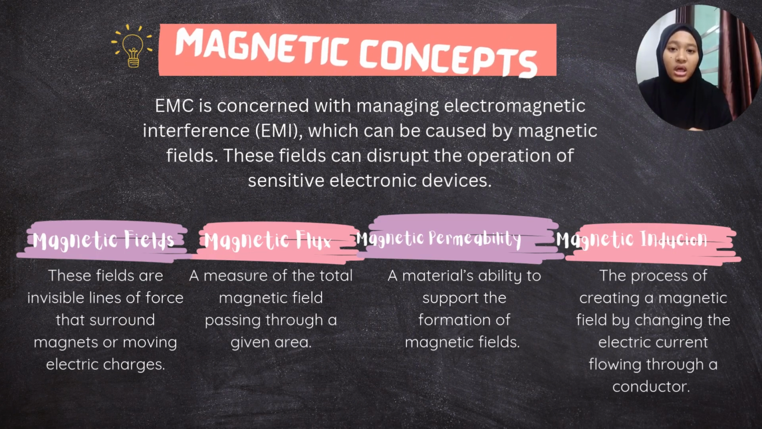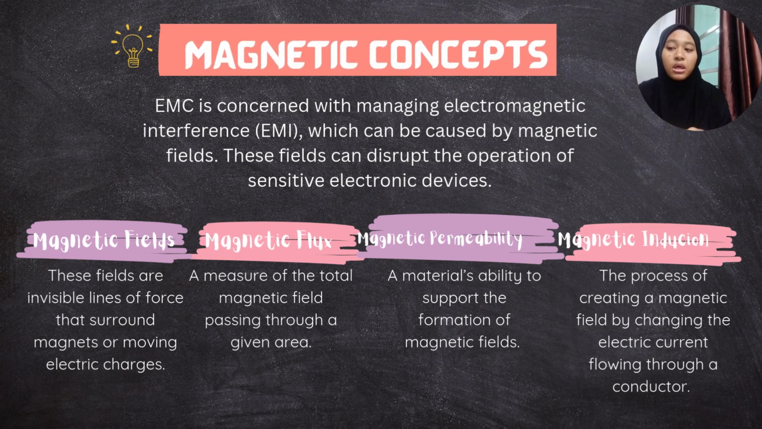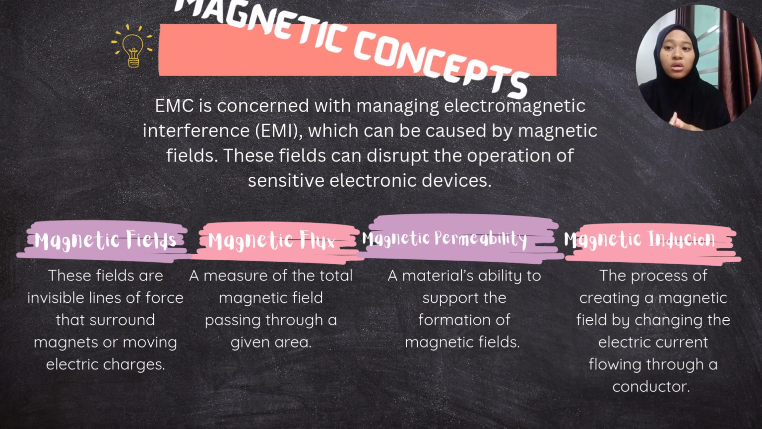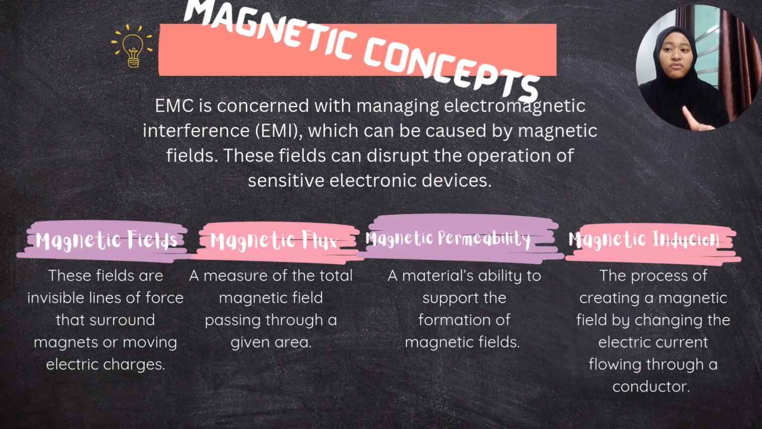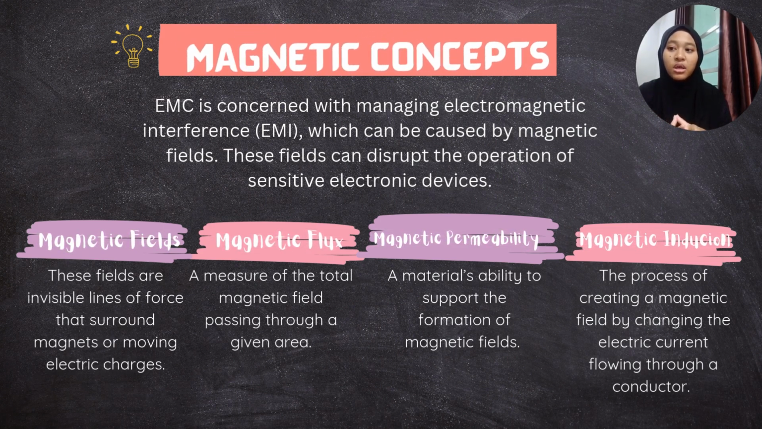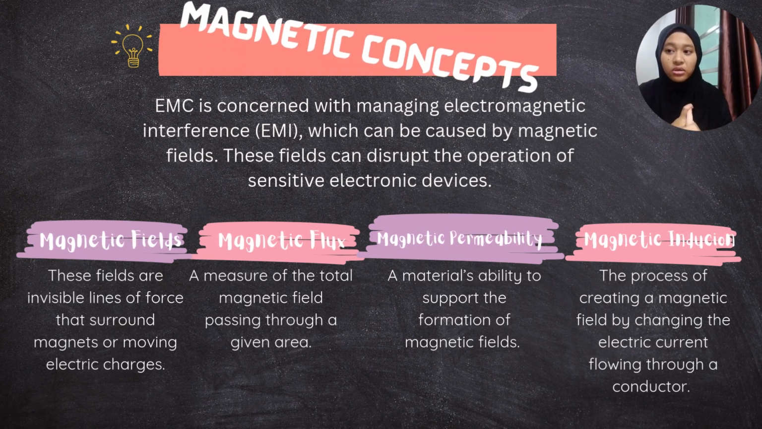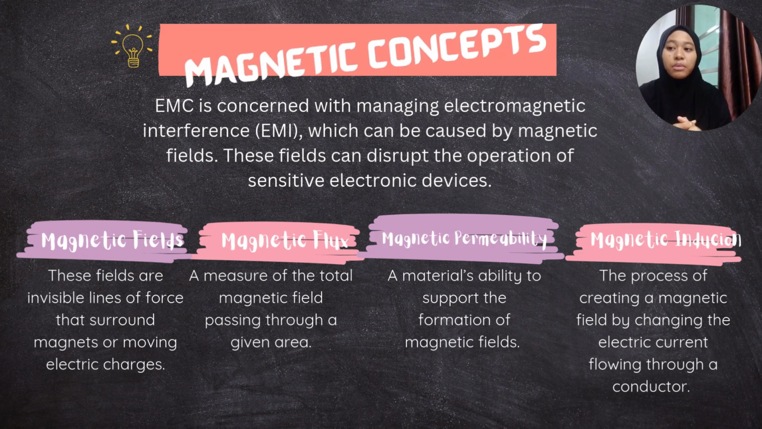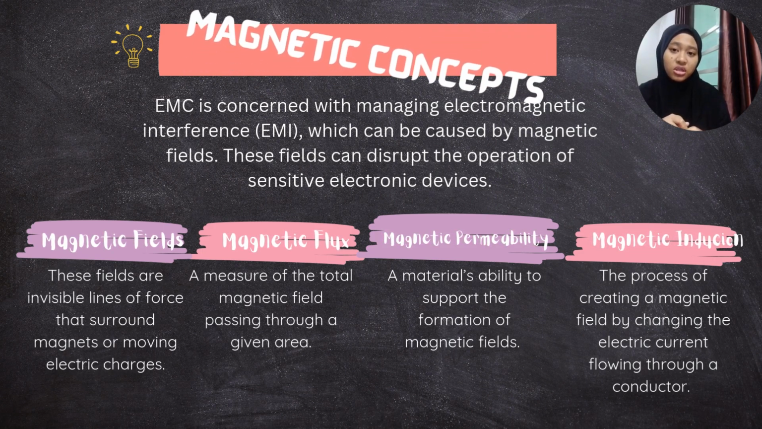Next, we have magnetic concepts. EMC is concerned with managing EMI, which can be caused by magnetic fields. These fields can disrupt the operation of sensitive electronic devices. The first point is magnetic field. These fields are invisible lines of force that surround magnets or moving electric charge.